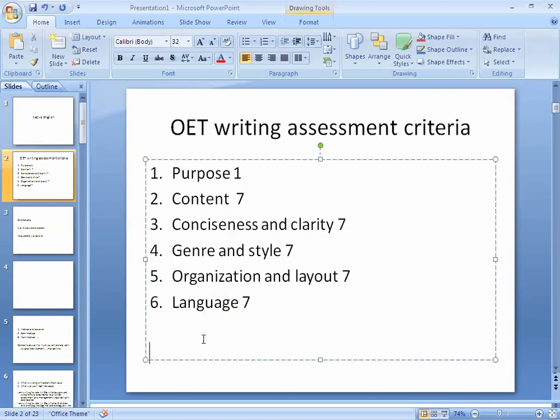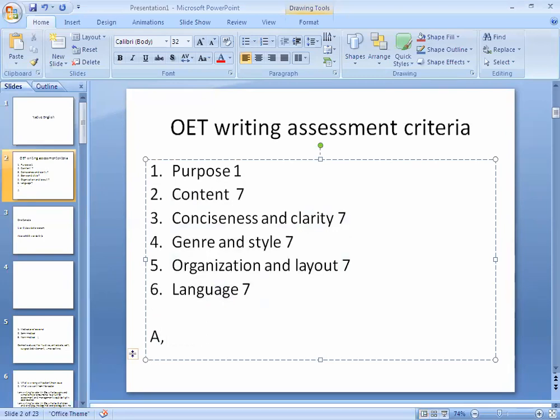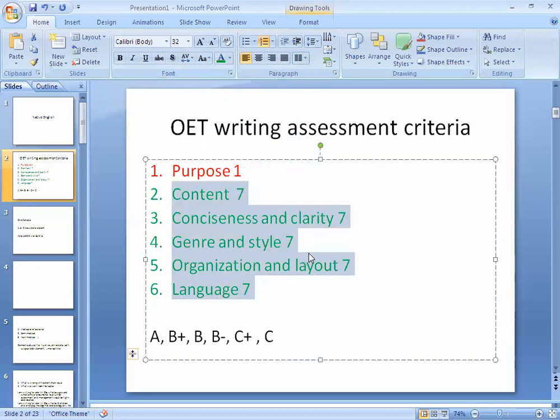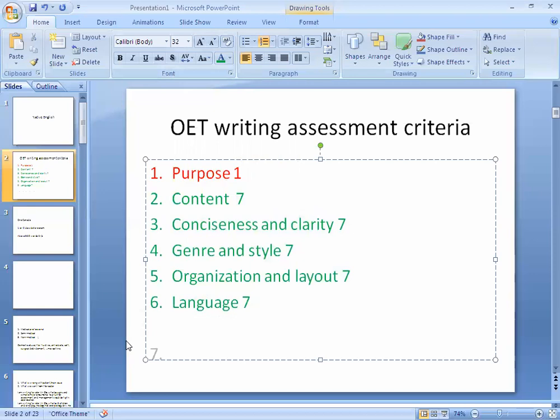I don't know, but it should not be up to mark. A, B plus, these are options, B, B negative, C plus. It may be B negative or C. No, B cannot be obtained if you get less than 2 in purpose. You cannot get B even if the rest of the letter is 100% correct, even if you are getting 7 out of 7, because your purpose is not this. Purpose should be concise, to the point, and should be immediately apparent to the reader. So purpose is very important.